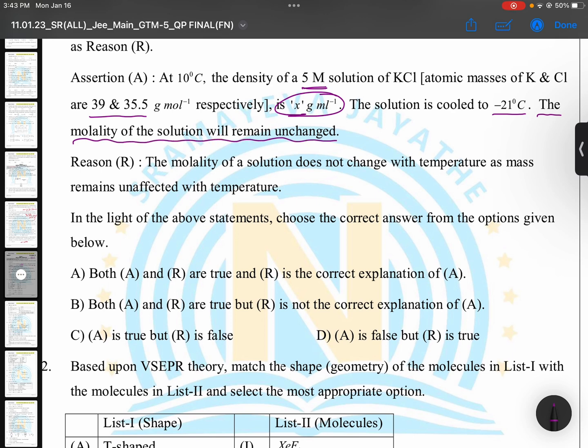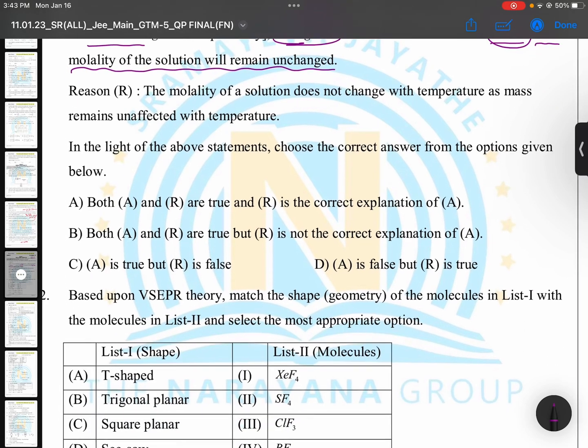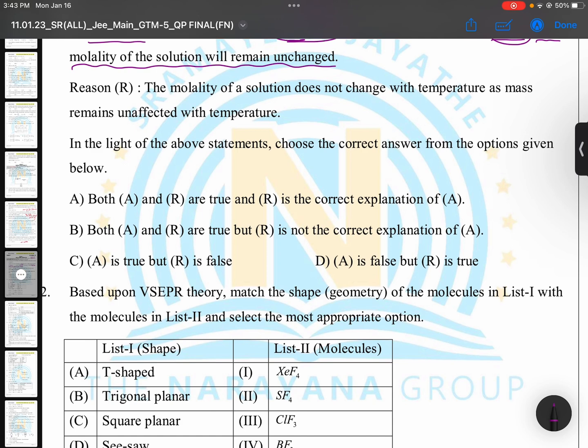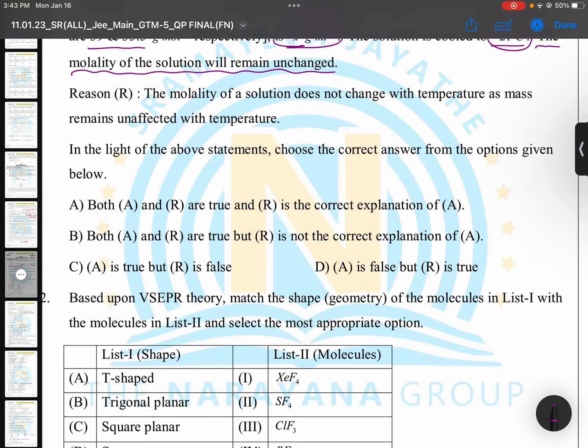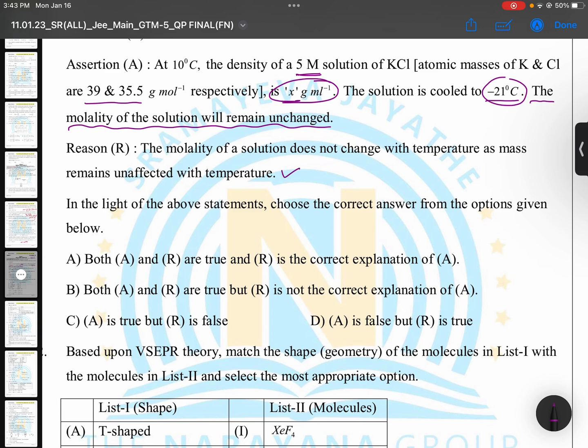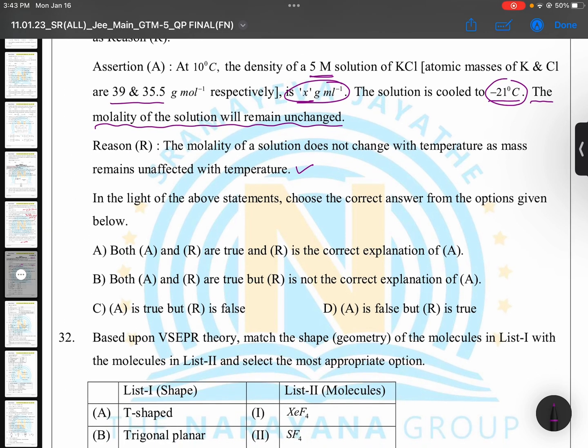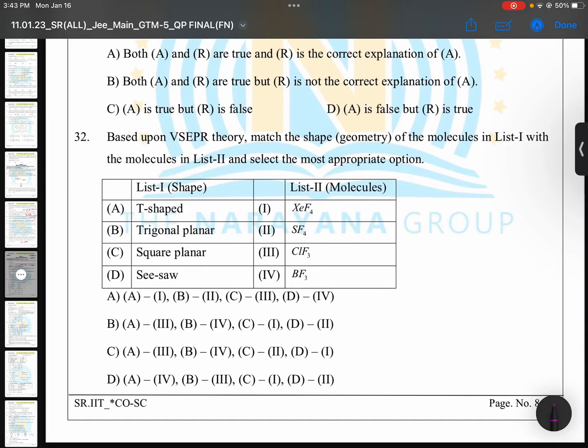True, because generally molality is independent of temperature. So molality is not going to change. But I strongly think one line is missing here. Reason: the molality of a solution does not change with temperature as mass remains unaffected with the temperature. If you take this statement, this is absolutely right statement. So if some lines are not missing, if this is the only statement, the molality of the solution will remain unchanged and the molality does not depend on temperature because mass is unaffected. Correct explanation and correct statements.